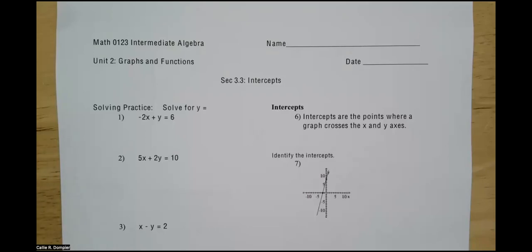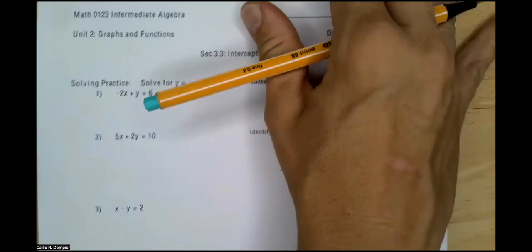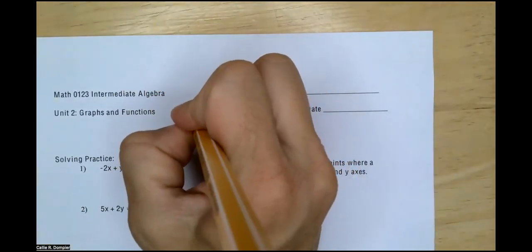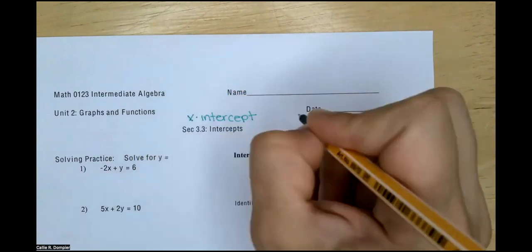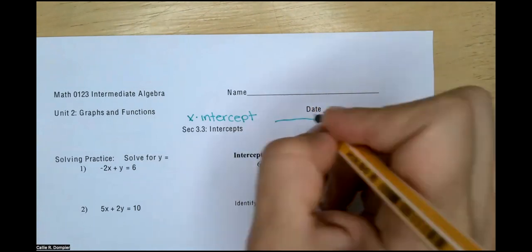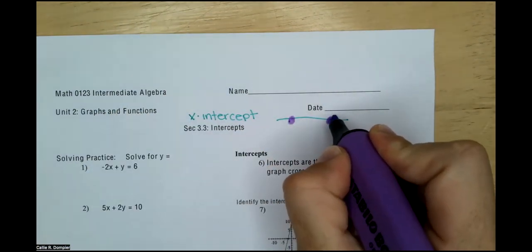Hey guys, okay, so we have discussed how to plot a point, how to find a solution, how to test if a point or an ordered pair is a solution, and now we are going to talk about intercepts. When we are talking about intercepts, we are talking about the x-axis and the y-axis. So you will have the x-intercept, and that x-intercept is going to cross the x-axis. So your x-intercepts are going to be here.